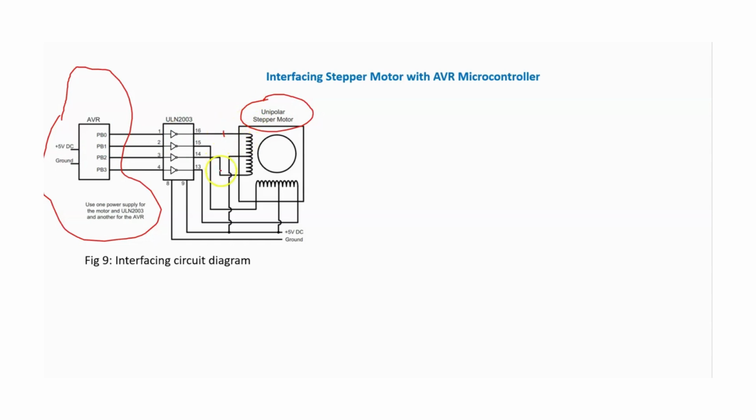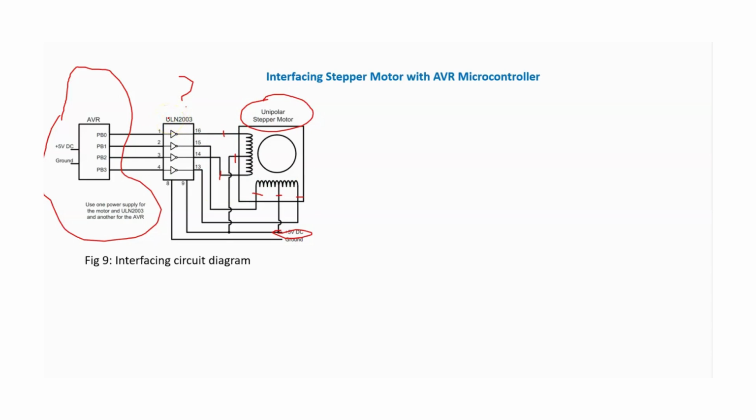This is winding A, this is winding B, winding C, and winding D, whereas these two are center tap terminals which are connected with 5-volt DC. So this 5-volt DC is applied to the center tap, whereas the four-step sequences are applied to these windings A, B, C, D. So the question is, what is this here?